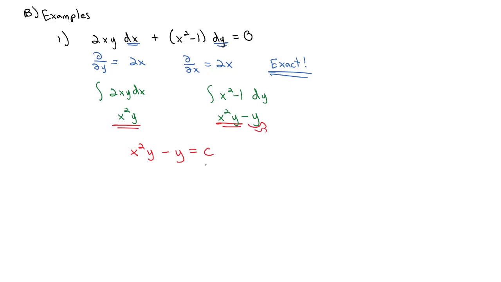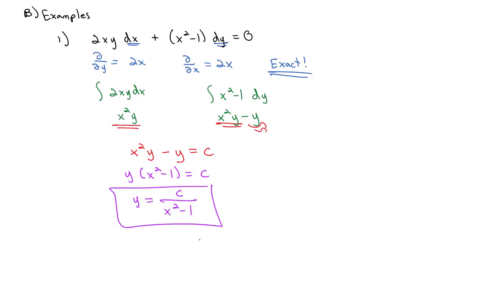Now, if it's nice and easy to solve for y, we like to do that as well. So let's factor out a y to get y times x squared minus 1 is equal to a constant. And then y is equal to the constant divided by x squared minus 1. And we've solved our differential equation. Let's do one more example.